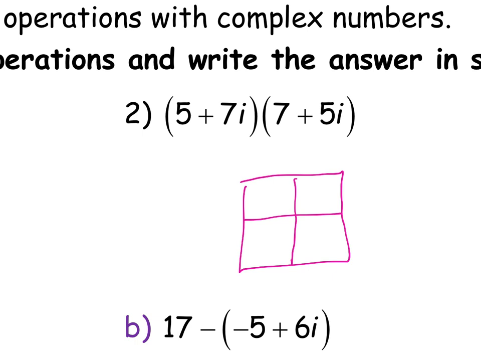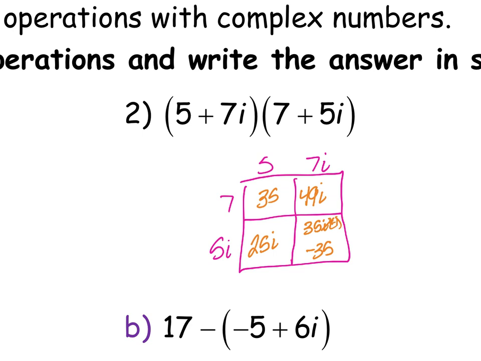So I've got 5 and 7i and 7 and 5i, right? So 7 times 5 is 35. 7 times 7i is 49i. I just multiply just like with variables. So 5 times 5i is 25i. And 5i times 7i is 35i squared. But we already know that i squared is what? Negative 1. So my real answer is negative 35. That's why I do it that way, so I have a little bit more room to write.